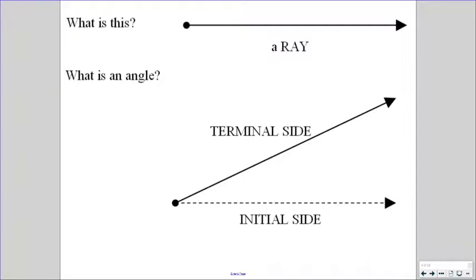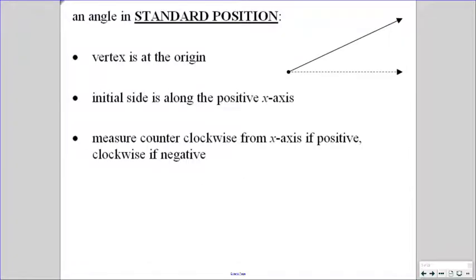We've created an angle. Now, an angle in standard position is an angle whose vertex is at the origin, whose initial side is along the positive x-axis, and then we measure that angle counterclockwise from the x-axis if we're counting a positive angle, or clockwise if we're counting a negative angle. So this is at the top of page 2 of your student note packet. We're going to be talking about standard position. That becomes really important when we start looking at the unit circle.